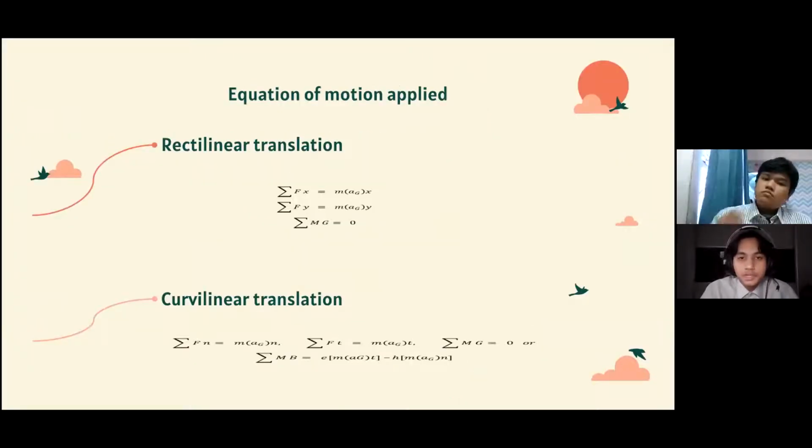The equation of motion applied for rectilinear translation is the sum of Fx equals mass times acceleration of G in x, and the sum of Fy equals m a G y, and the sum of moments at point G, which is the center of the bag, is equal to 0. Next we have the curvilinear translation equation. As you can see here, we will focus more on the rectilinear translation equation. So I will pass to Akmal.